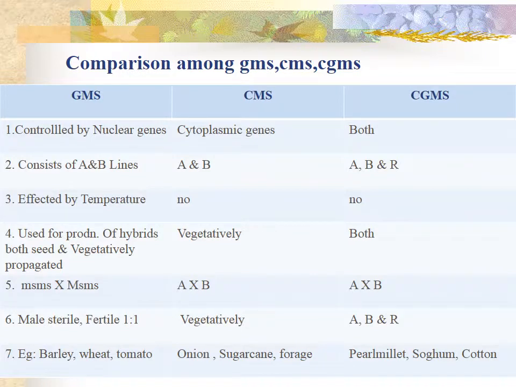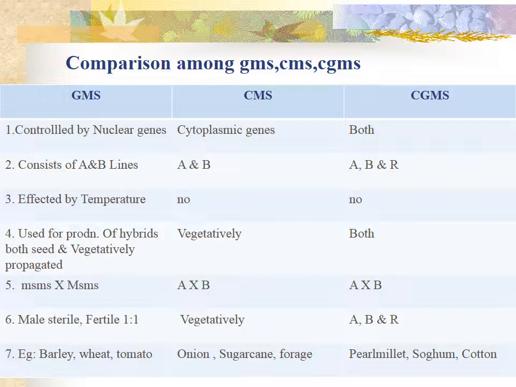The interaction in GMS is recessive ms ms into heterozygous Ms ms. In CMS it is A into B, and in CGMS it is A into B. In GMS, the male sterile and fertile ratio is 1:1. CMS is vegetative type, and in CGMS the sterility is ABR type, where A and B lines are crossed in order to maintain the male sterility, or maintain the female lines, and R is used as a pollen source, and when the A line is crossed with R, that will give hybrid seed.